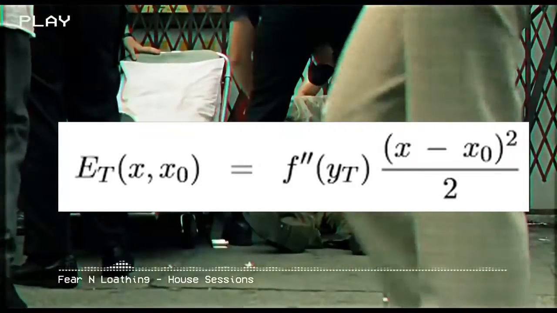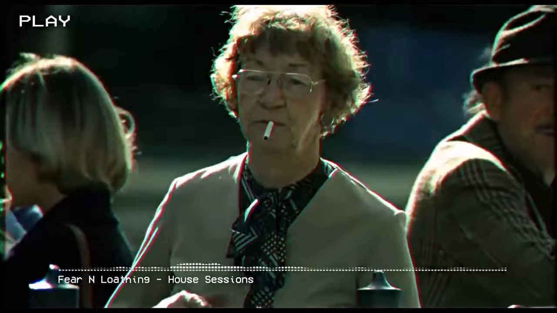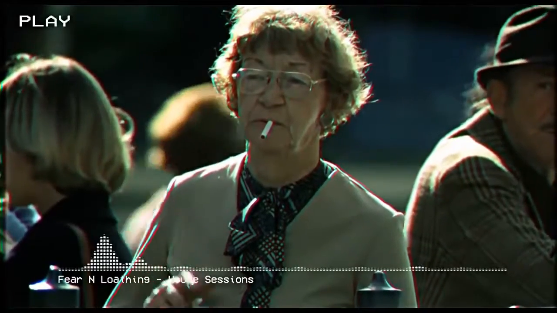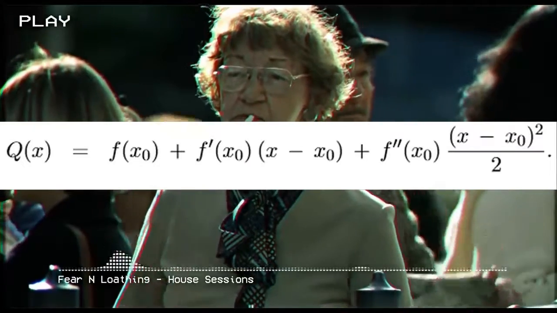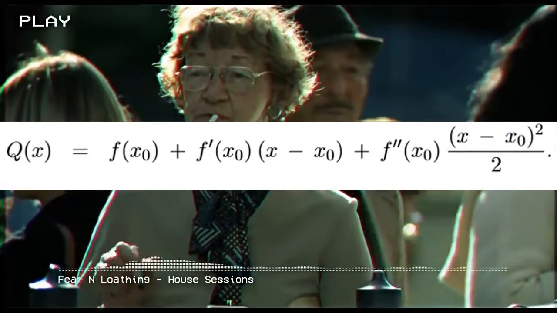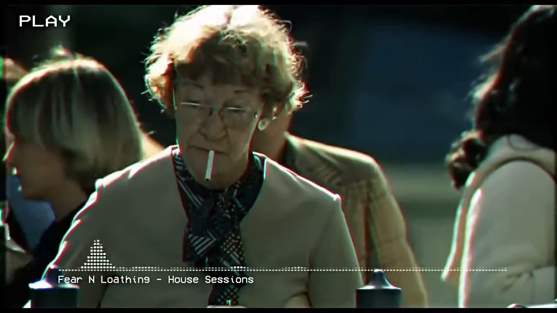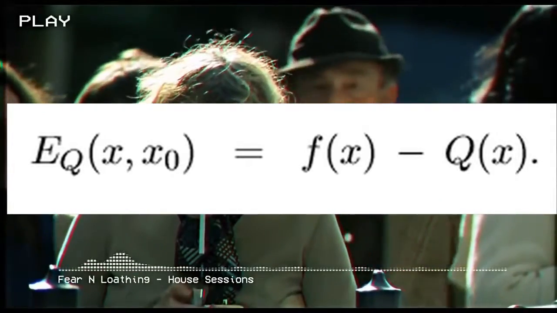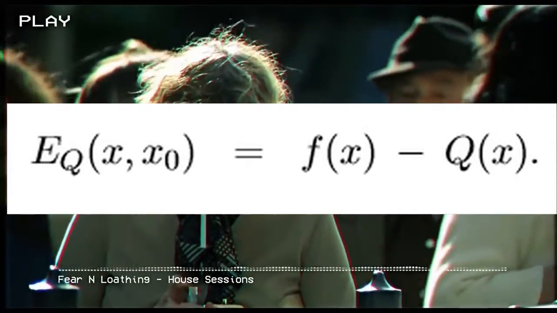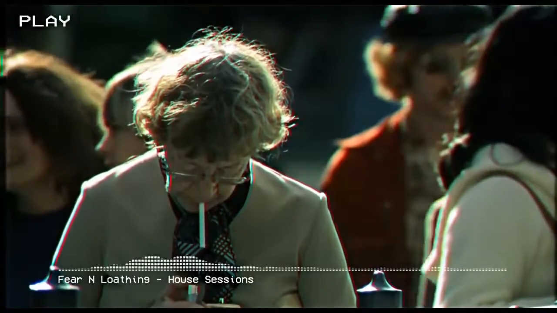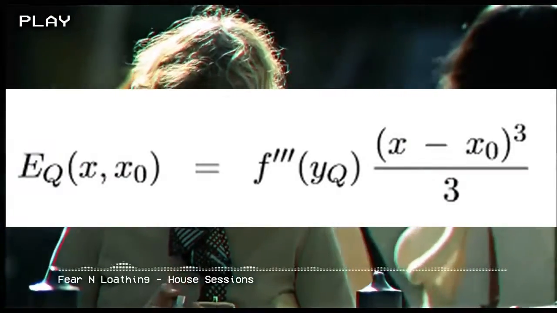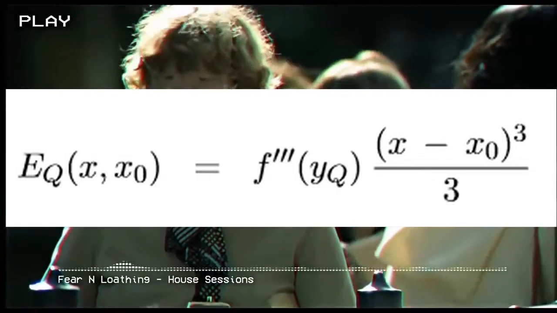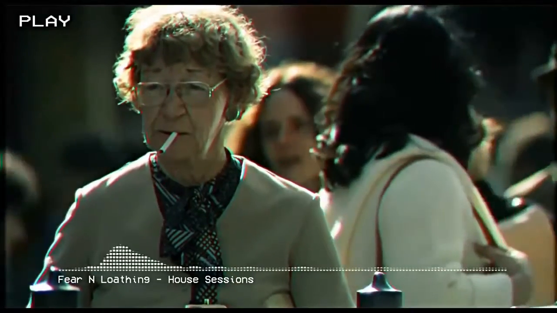We could ask what quadratic function q fits f best near x0. In a more advanced class, if f is twice differentiable, we could show that the best quadratic function is given by this equation. The new error is called e_q and is given by e_q equals f(x) minus q(x). If f is 3 times differentiable, we can prove that in this equation, y_q is some point between x and x0.